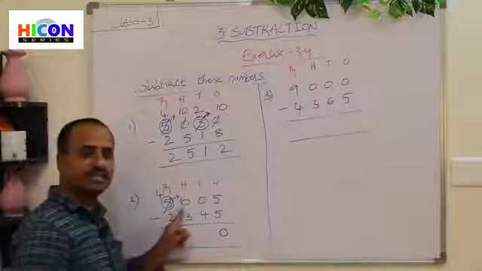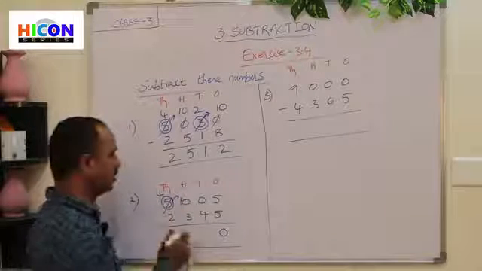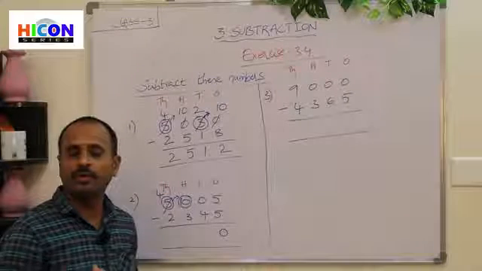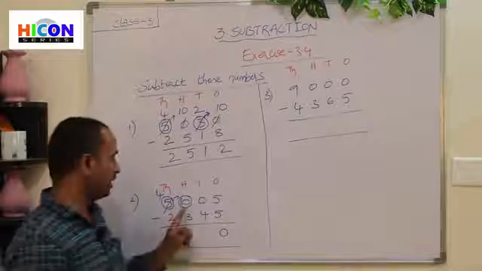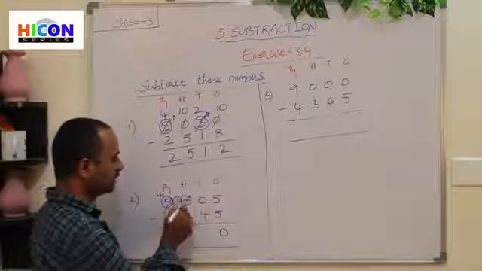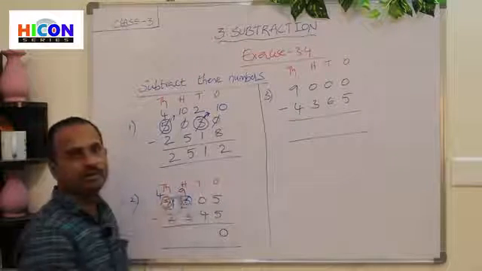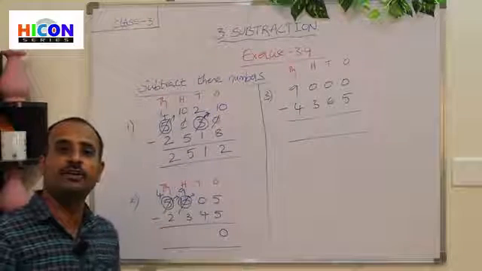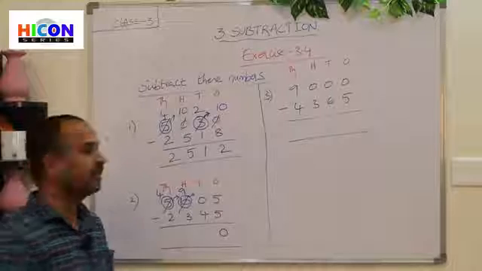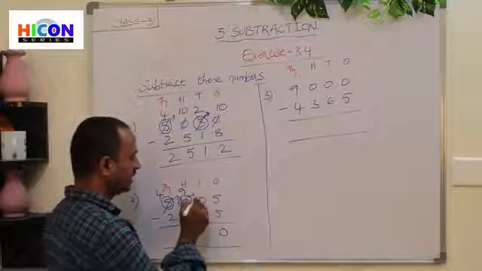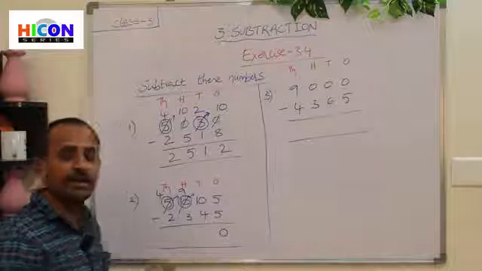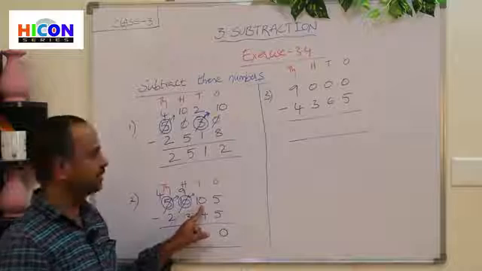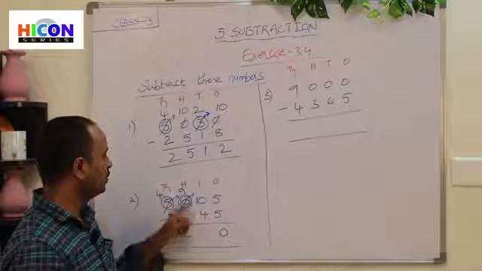Now, how many hundreds are here? 10 hundreds are here. Now, borrow 100 from 10 hundreds. If you borrow 100 from 10 hundreds, how many hundreds will be there? Remaining 9 hundreds will be there. And carry 100 to the tens place. How many tens will it become? It will become 10 tens. So write 10 here. That means 100 becomes 10 tens. Now do the subtraction.